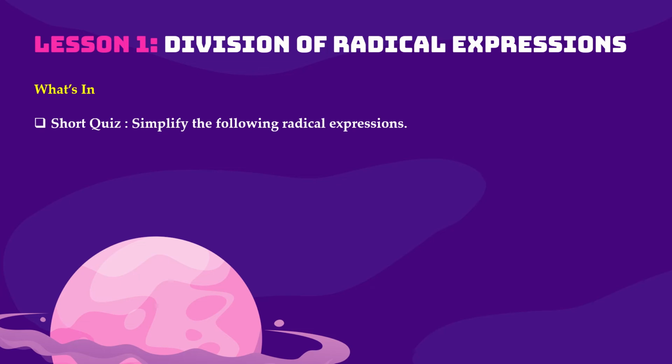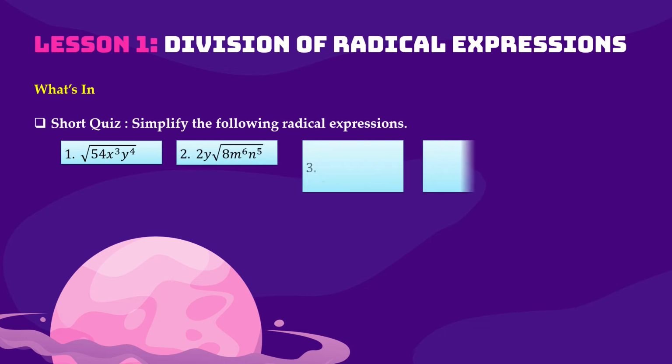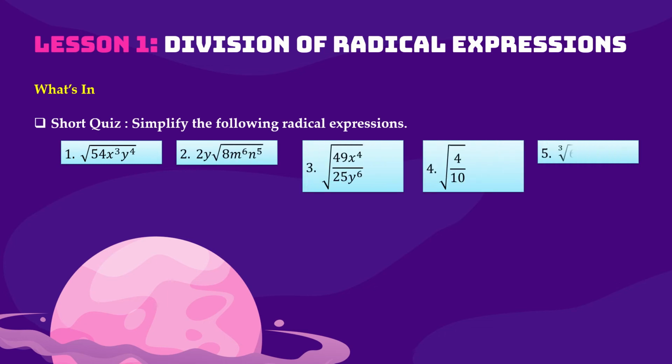What's in? We'll have a short quiz first before proceeding with our main topic on division of radical expressions. Try to simplify the following radical expressions. We have the following items: 1, 2, 3, 4, and 5. So, you still remember this one? On the previous modules? Addition, subtraction, multiplication, division, module 5 siguro to. Radical expressions, simplifying radical expressions.